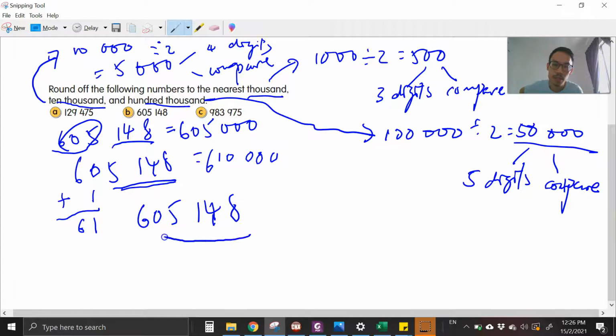Okay, underline the 5 digits behind. Compare with 50,000. Which one bigger? This one is smaller. So smaller, you don't plus 1. You just copy 6. And then the last 5 digits change to zeros. So your answer is 600,000.